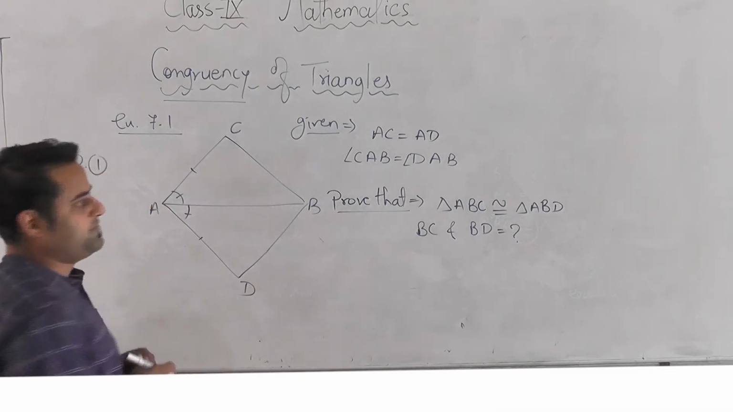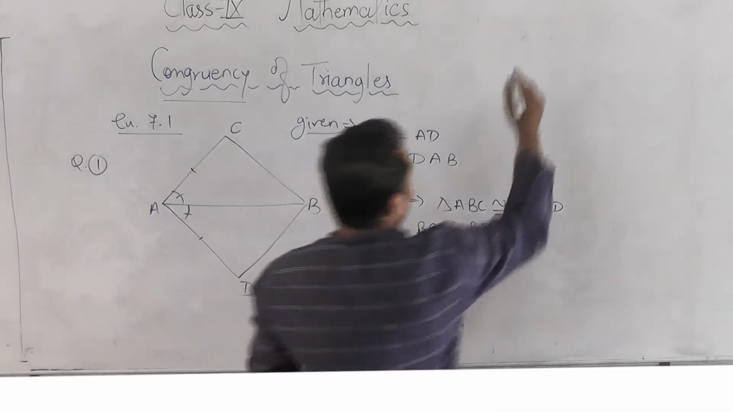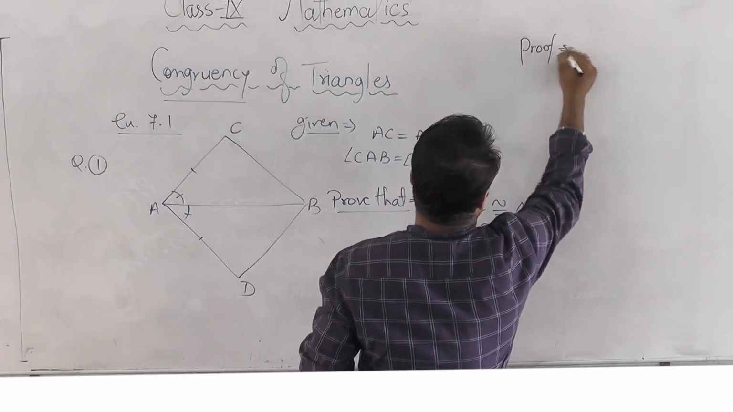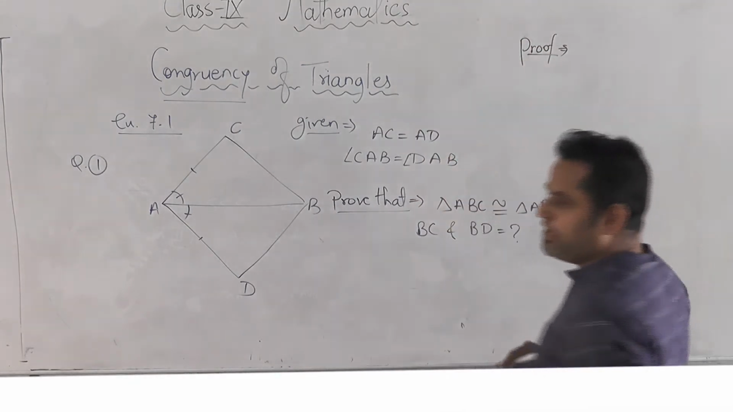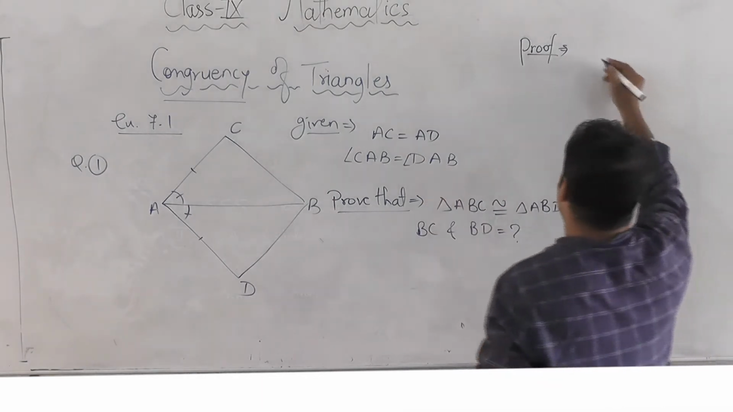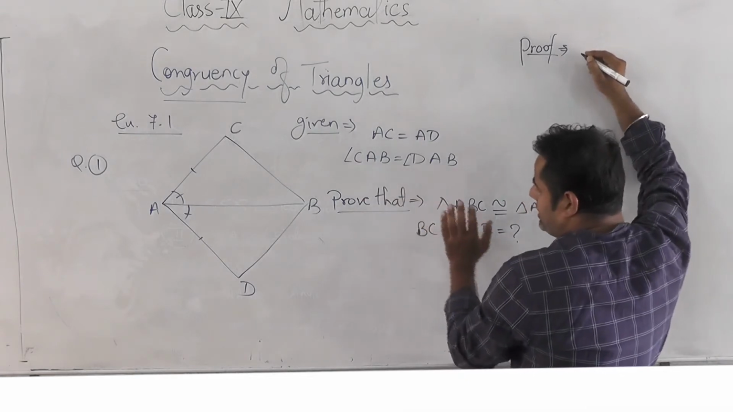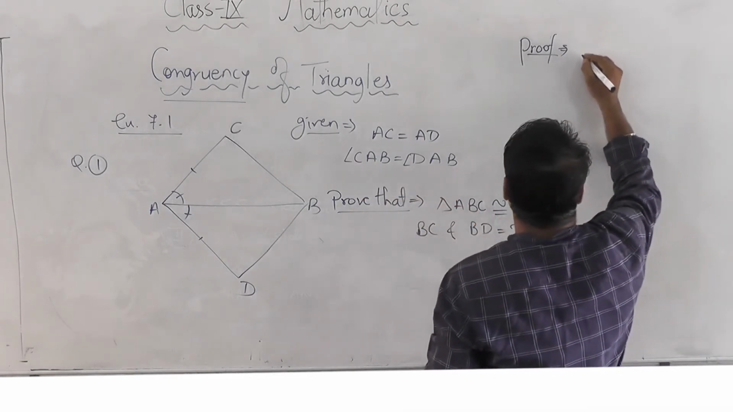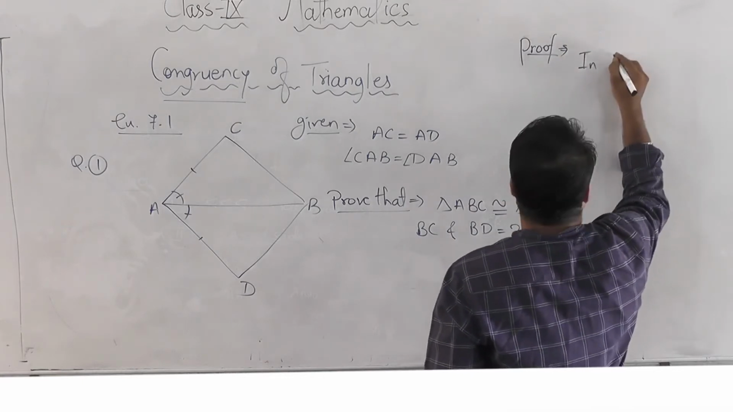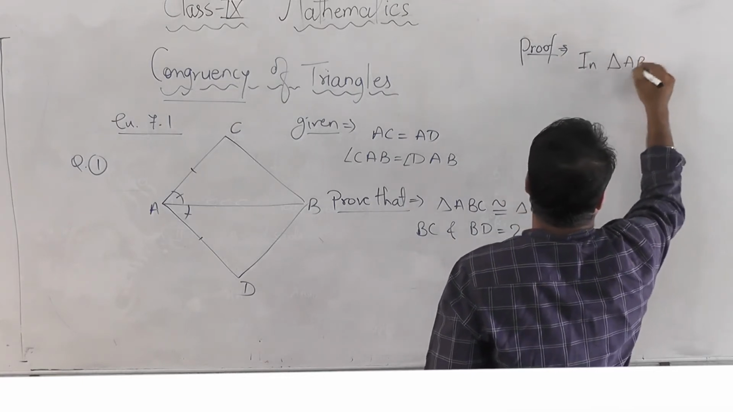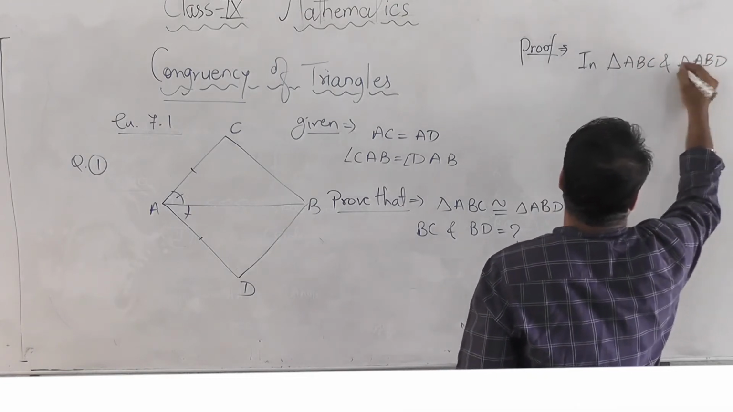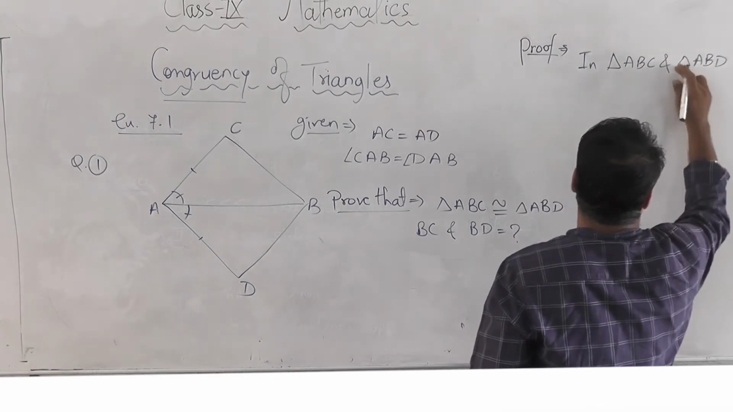Now see how to prove that. So let's start with the proof. Here we are giving the proof. First of all, we need to write the names of the triangles which we are comparing with each other. So first I am writing the triangles we need to show congruent. Taking triangle ABC and triangle ABD, let's compare them to prove that they are congruent.